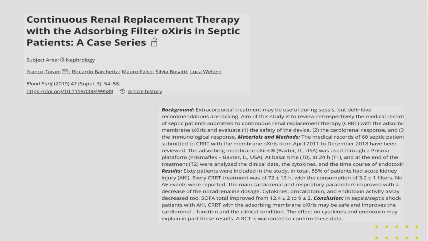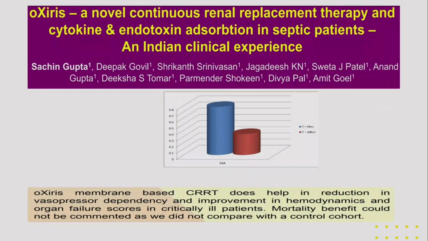This was a case series by Mr. Falco, and it worked very well in sepsis. Mortality benefits were seen. So up till now we were just seeing the biomarkers going down. Now we are talking about mortality benefits, and it was seen in this New Delhi paper by Dr. Govil's unit. It showed not only mortality benefit, it showed cost effectiveness also.